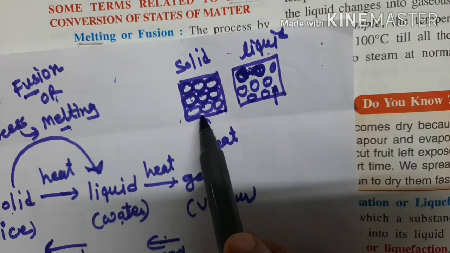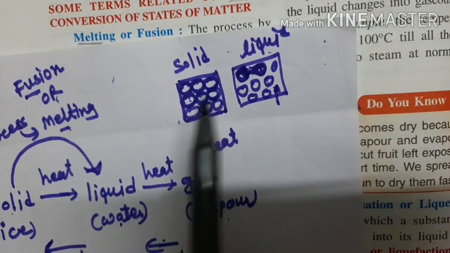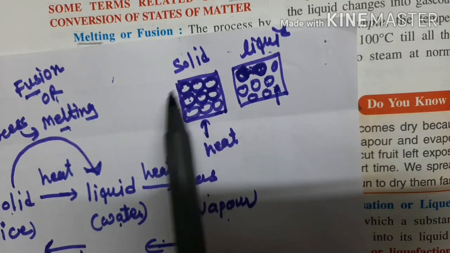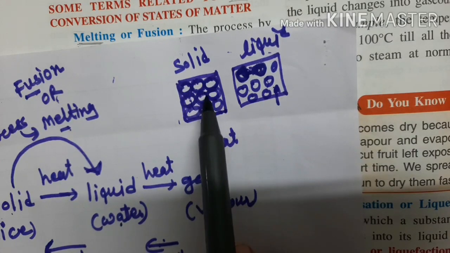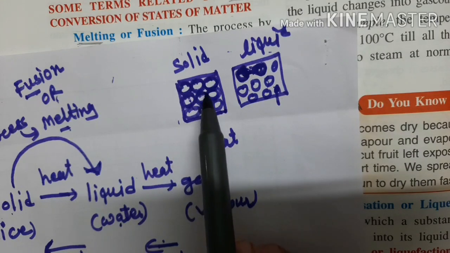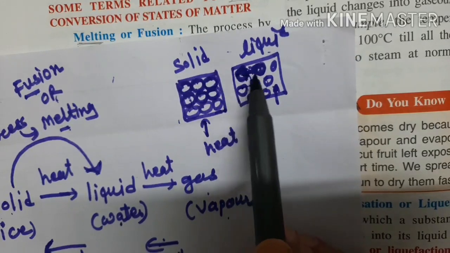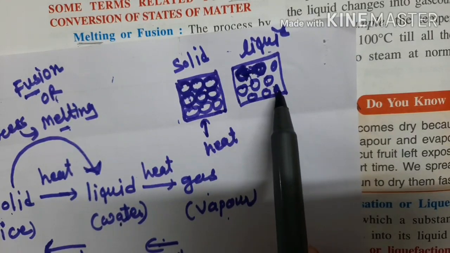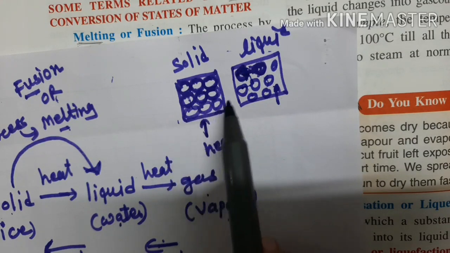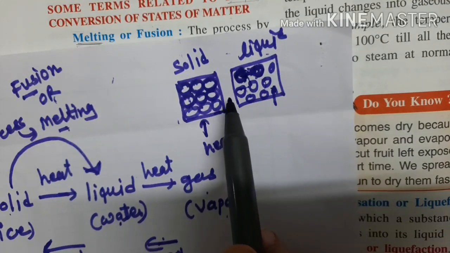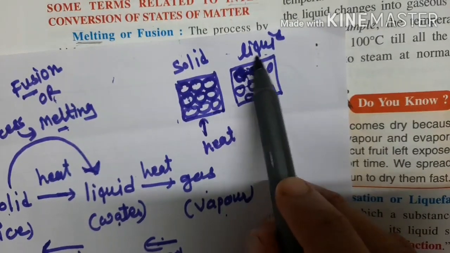When we heat these solid particles, they start vibrating in their places. The intermolecular space is very small in a solid, but when they start vibrating, intermolecular space is created and generated. Then, as they gain more energy, the intermolecular space grows further and it becomes a liquid.